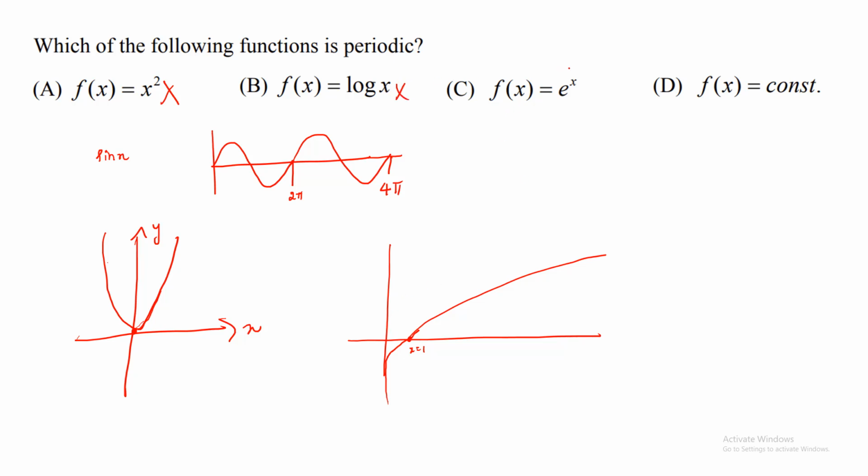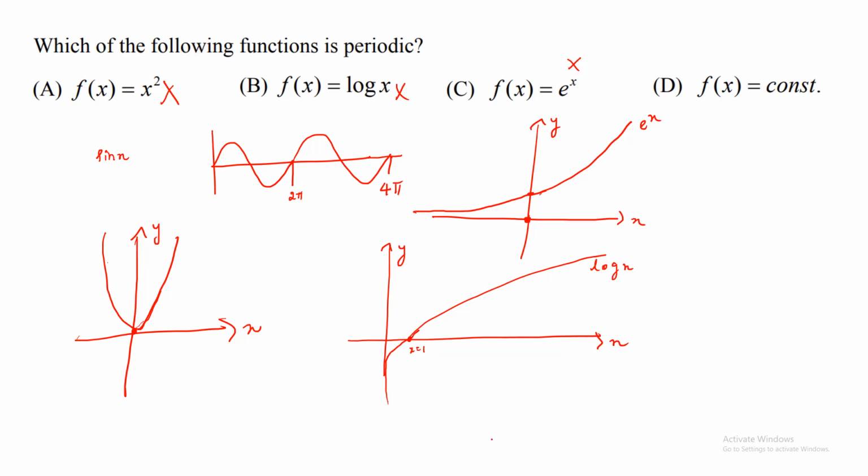If we go to the next option, e power x, e power 0 is 1. So at x equal to 0 we'll have a value of 1. The e power x curve comes exponentially from infinity, becomes 1, and then keeps on increasing as you increase the value of x. So this is the e power x curve, and this is the log x curve. As you can see from this figure as well, it's not repeating after itself after a certain interval, so we cannot call this a periodic function.